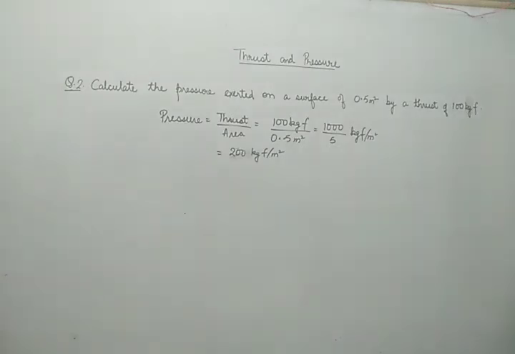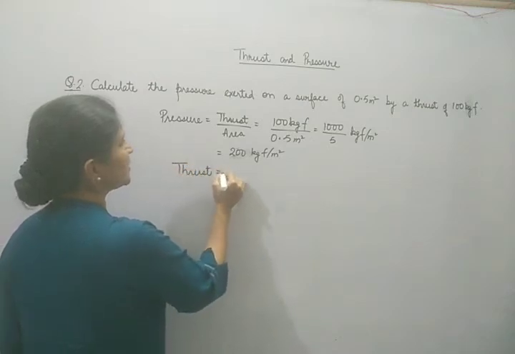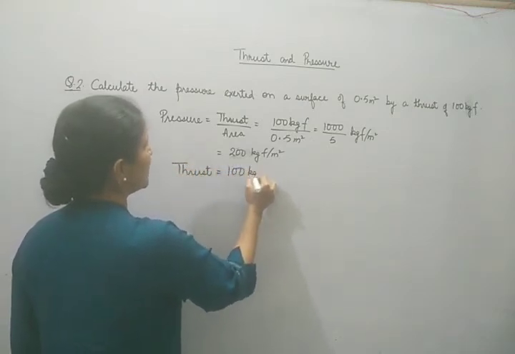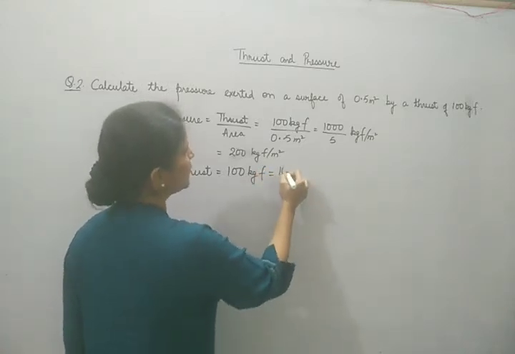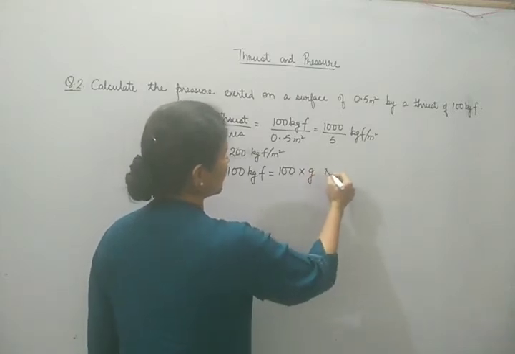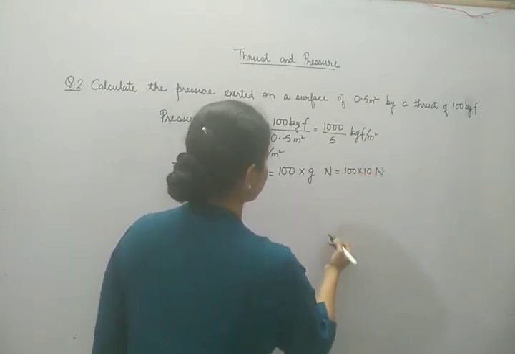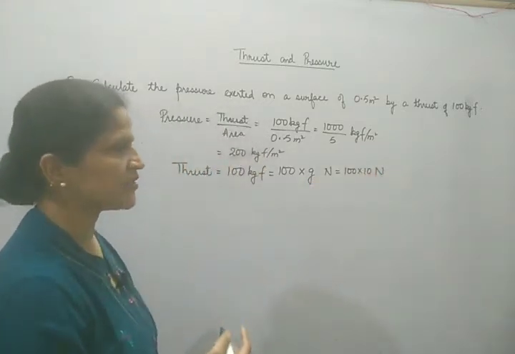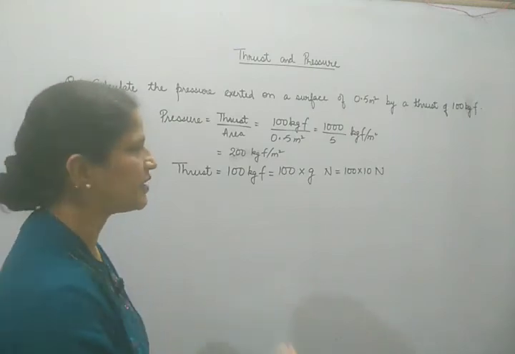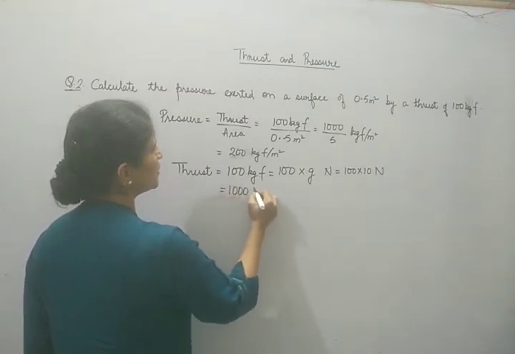But if you need to calculate the same value in newtons, or the value of pressure in SI system, we have to convert this thrust into newtons. The thrust which is given is 100 kg force. To convert 100 kg force into newtons, we will have to multiply it with the factor of acceleration due to gravity and then it will be in newtons. So this will be 100 multiplied by 10 newton. As we have done in the previous example, acceleration due to gravity can be approximated as 10 meter per second square. So this is the thrust which is equal to 1000 Newton.